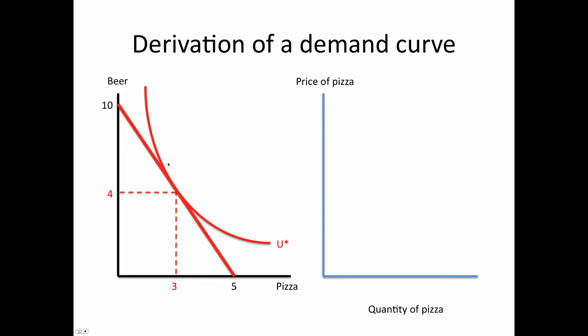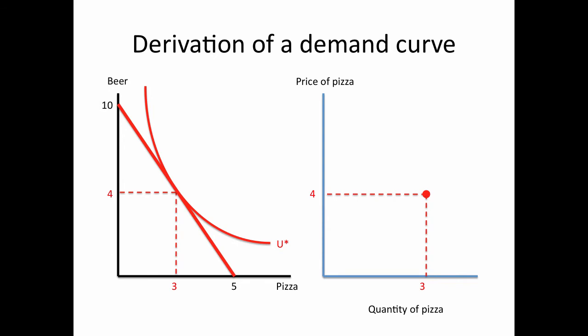And at the initial prices that I faced, and with U star units of utility, I know that the consumer would choose 3 units of pizza and 4 units of beer. Now remember that the initial price of pizza was $4 a slice. So what the diagram on the left is telling me is that when the consumer faces a price of $4, they would choose to consume 3 units of pizza. That tells me 1 point on the consumer's demand curve.